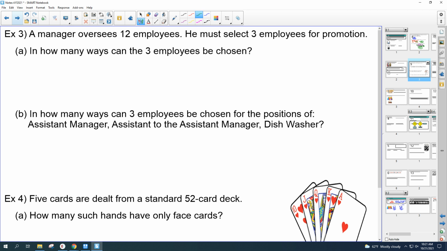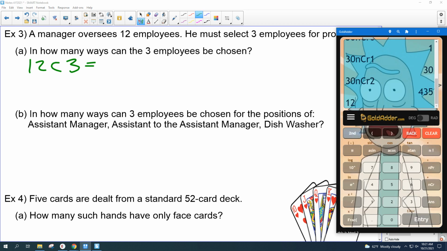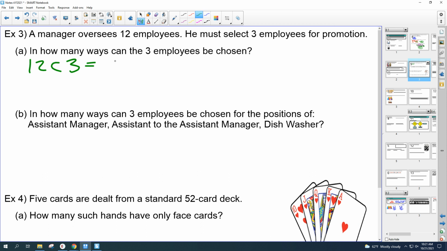Number 3, a manager oversees 12 employees. He must select 3 employees for promotion. In how many ways can the 3 employees be chosen? So I'm always going to go back to, is it a group from a group? Am I taking a group out of a group? Does order matter? I want 3 employees out of 12 employees. That's a group out of a group. Does the order matter? No, this is a combination. 12 choose 3. 220.